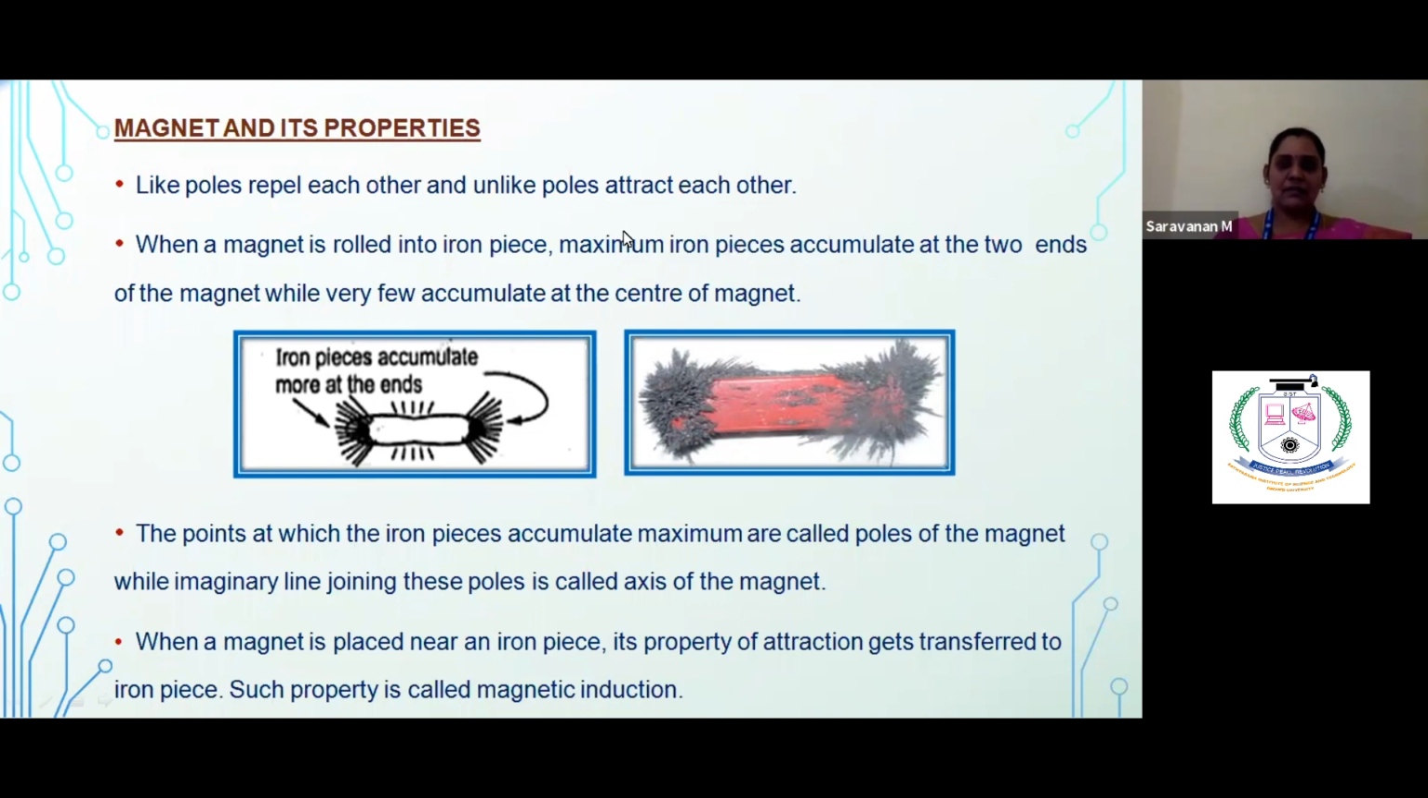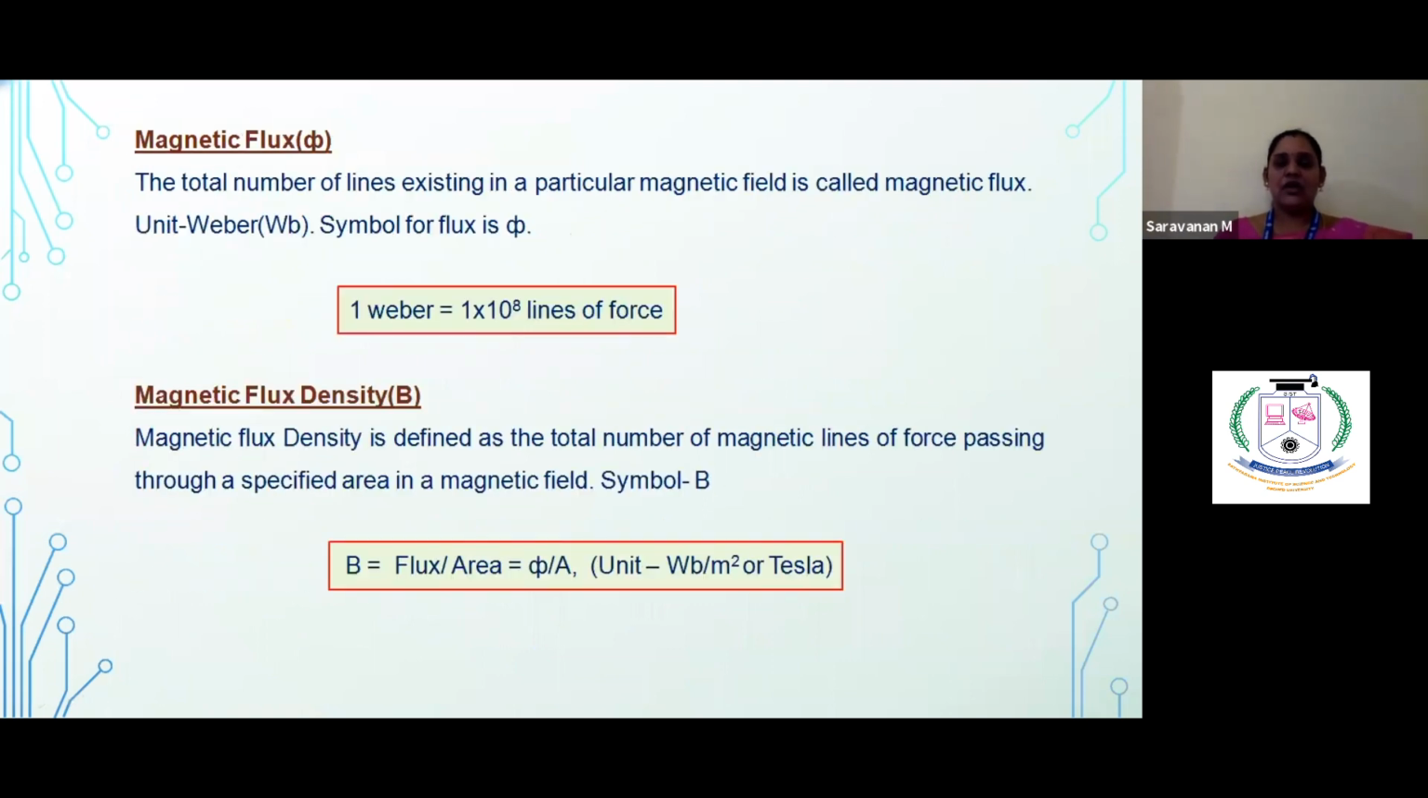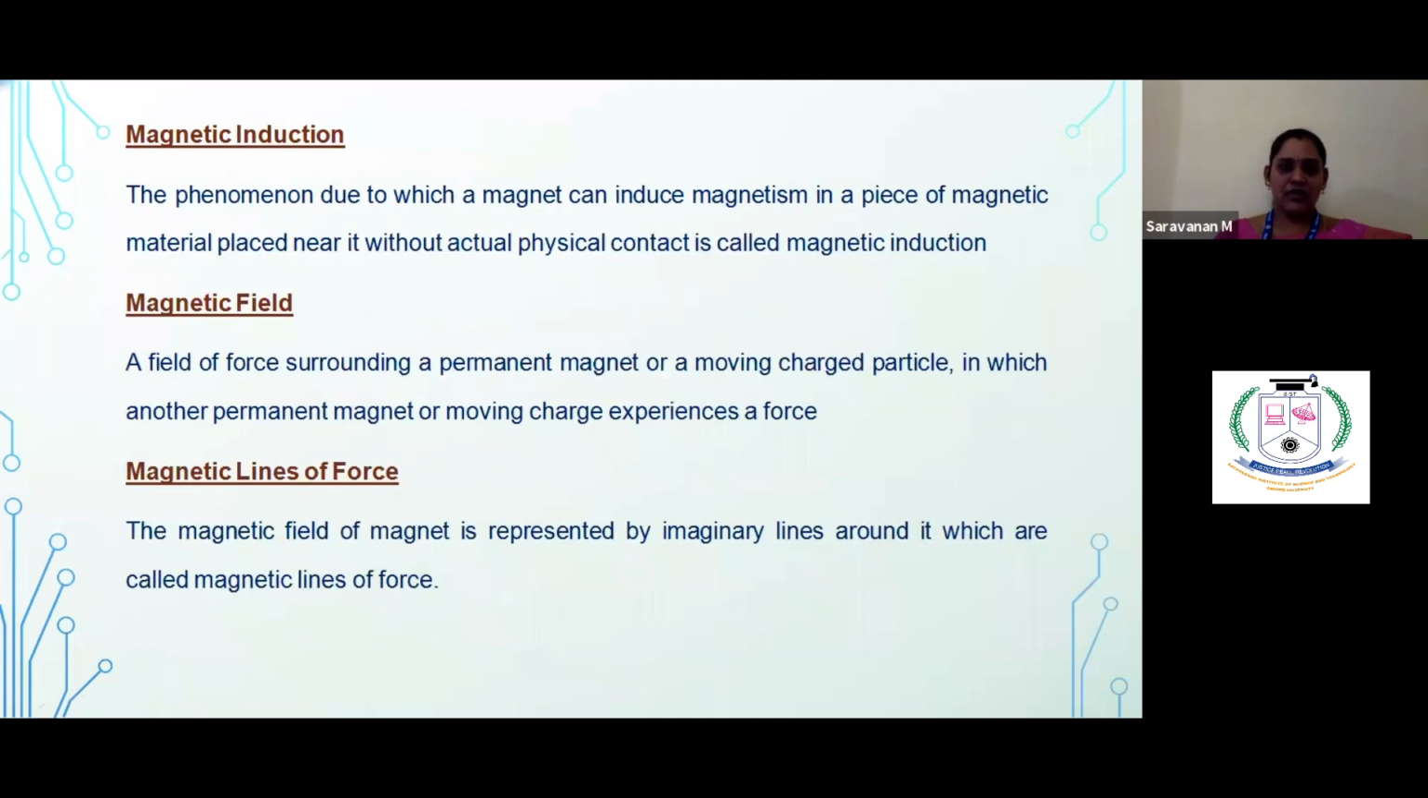A magnet always has magnetic lines of force traveling from the north pole to the south pole, or south pole to the north pole. Hence you have more force of attraction at the ends of the poles. Now you can see a few definitions highlighted on the screen. What do you mean by magnetic induction? When you keep a magnet near iron filings, you can see more iron filings deposited at the ends. This happens due to a phenomenon, and that phenomenon you call magnetic induction.